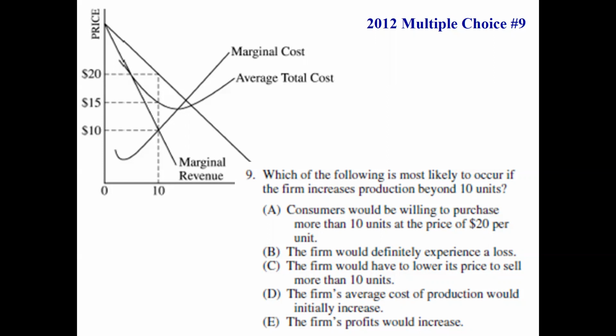So why is B wrong? That the firm would definitely experience a loss. Because look, if I do the 11th unit and I take the price up here, my price is higher than the ATC. I'm making money. Yeah, this is the profit maximizer, but that doesn't mean you have to lose money. You're not making as much profit, but that doesn't mean you have to lose money. It's saying a loss, meaning, would the firm definitely make less money? Yes.